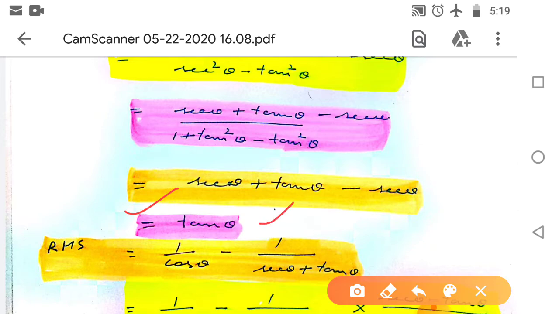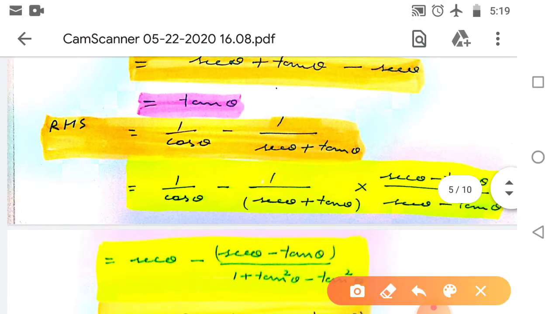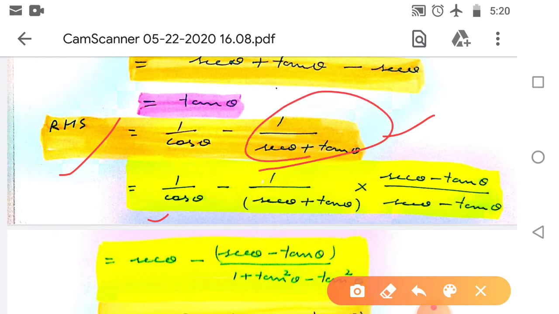This is tan theta. Now we take RHS, right? This is your RHS. And the RHS is 1 upon cos theta minus 1 upon sec theta plus tan theta, which is equal to 1 upon cos theta minus 1 upon sec theta plus tan theta into sec theta minus tan theta upon sec theta minus tan theta. Here we have to rationalize it, right? So this is sec theta plus tan theta. We multiply the denominator with sec theta minus tan theta. If we are multiplying the denominator, we need to multiply the numerator as well with the same term, that is sec theta minus tan theta.